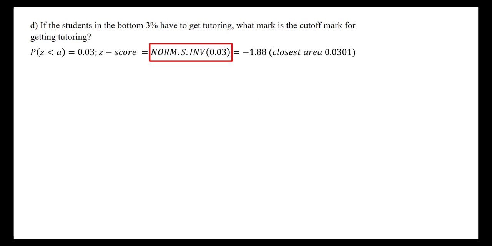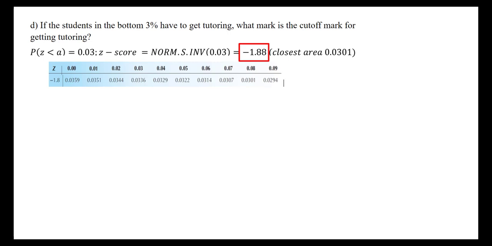It returns negative 1.88. Or we can go to the standard normal table and look inside the body of the table and find the area that is closest to 0.03. In this case, we see it right here. It will be 0.0301. So if we trace it back to see the number on the left margin, negative 1.8, and at the top, 0.08, we'll see that this translates to the same z-score value we got from Excel.